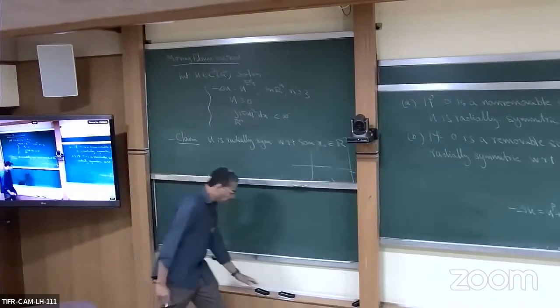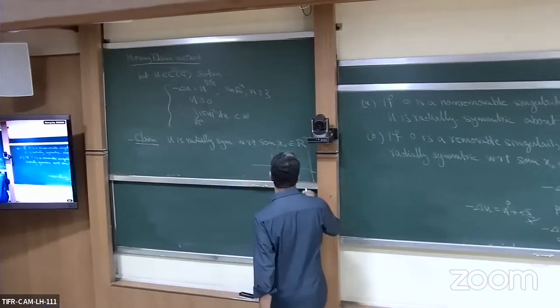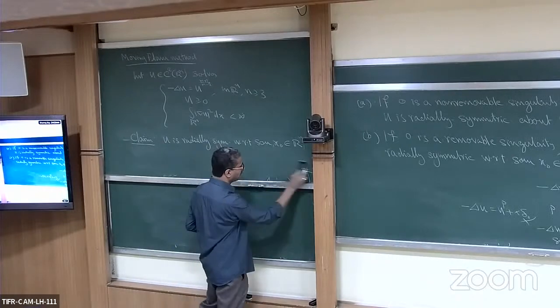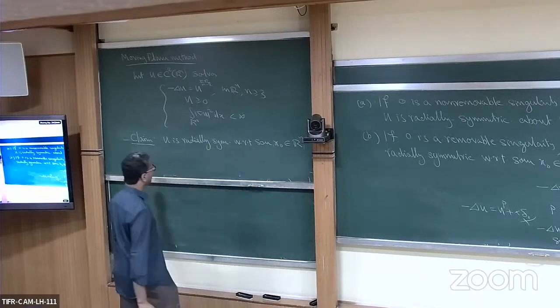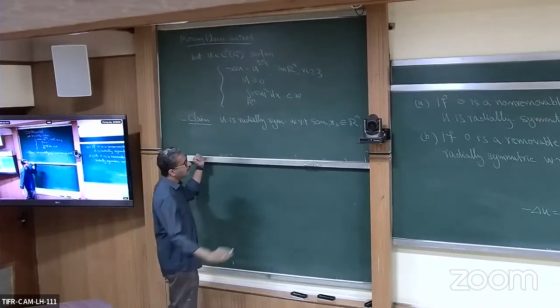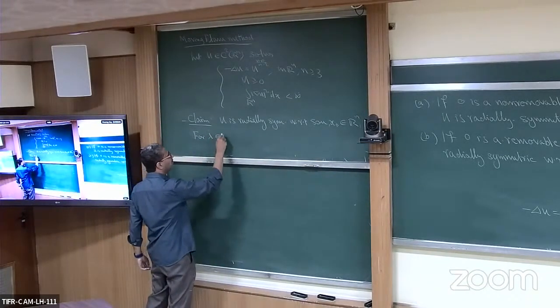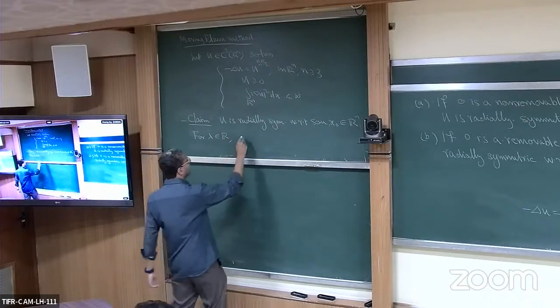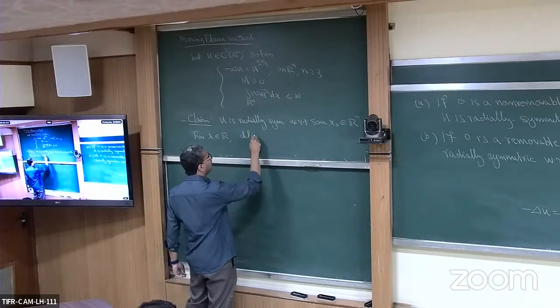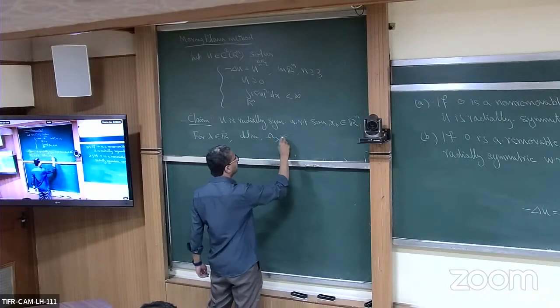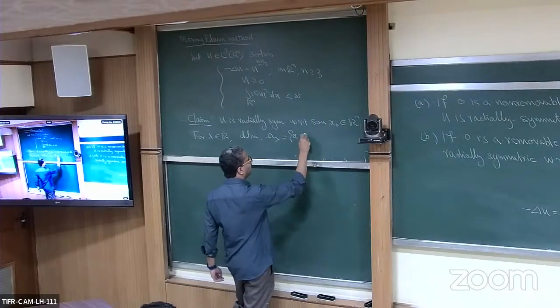Because of that, I am going to consider planes which are parallel to x1 equal to 0. So let me just start with some definitions. Okay. So for lambda, define omega lambda as the set of x in R^n.